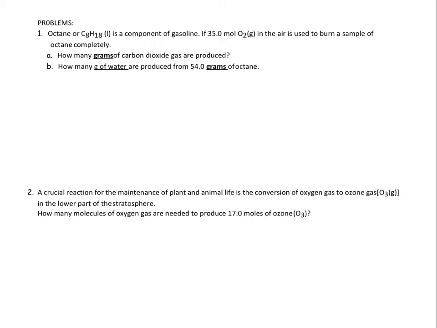This problem, number 1, is a combustion problem. And the goal of this problem is we want to calculate the grams of carbon dioxide that's going to be produced. The first very important step is to write the balanced chemical equation.